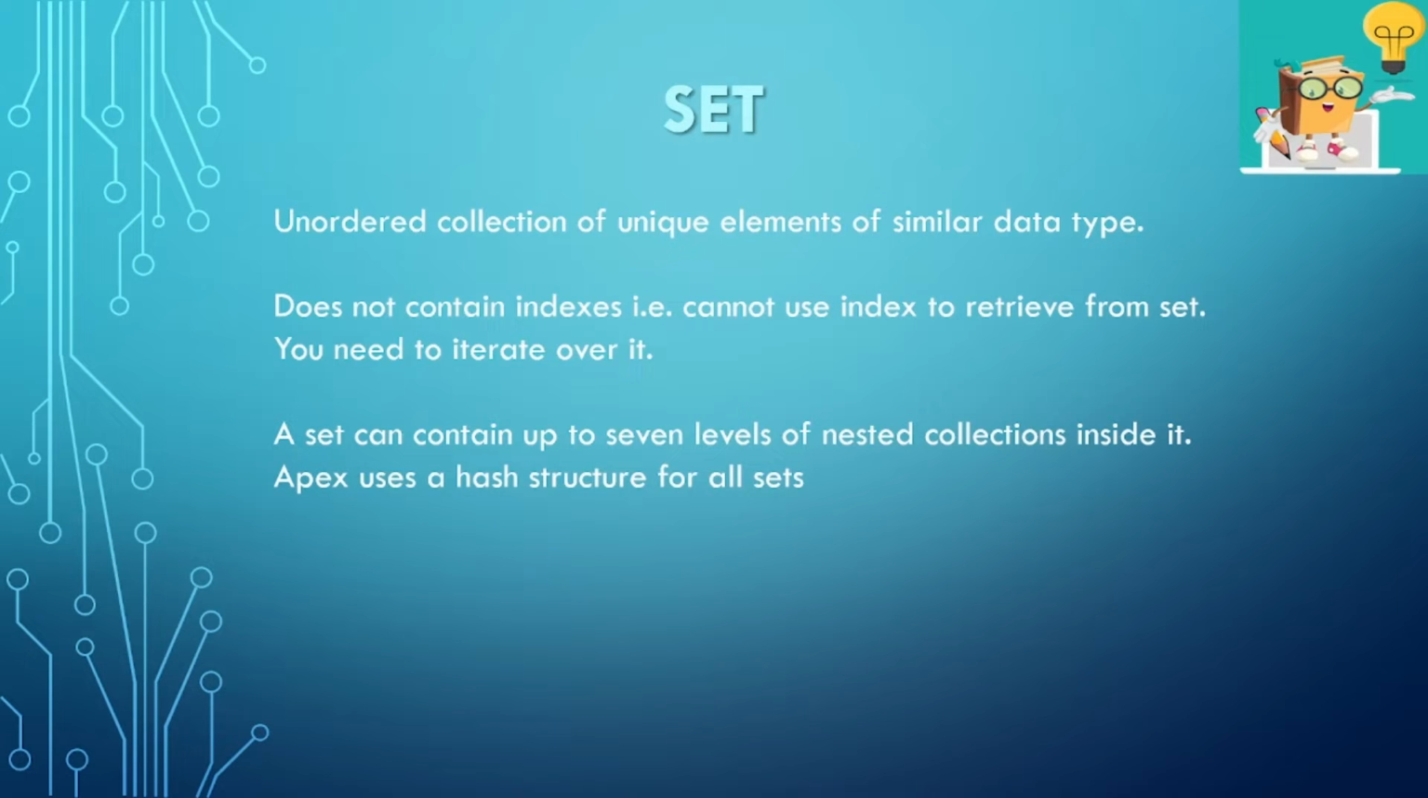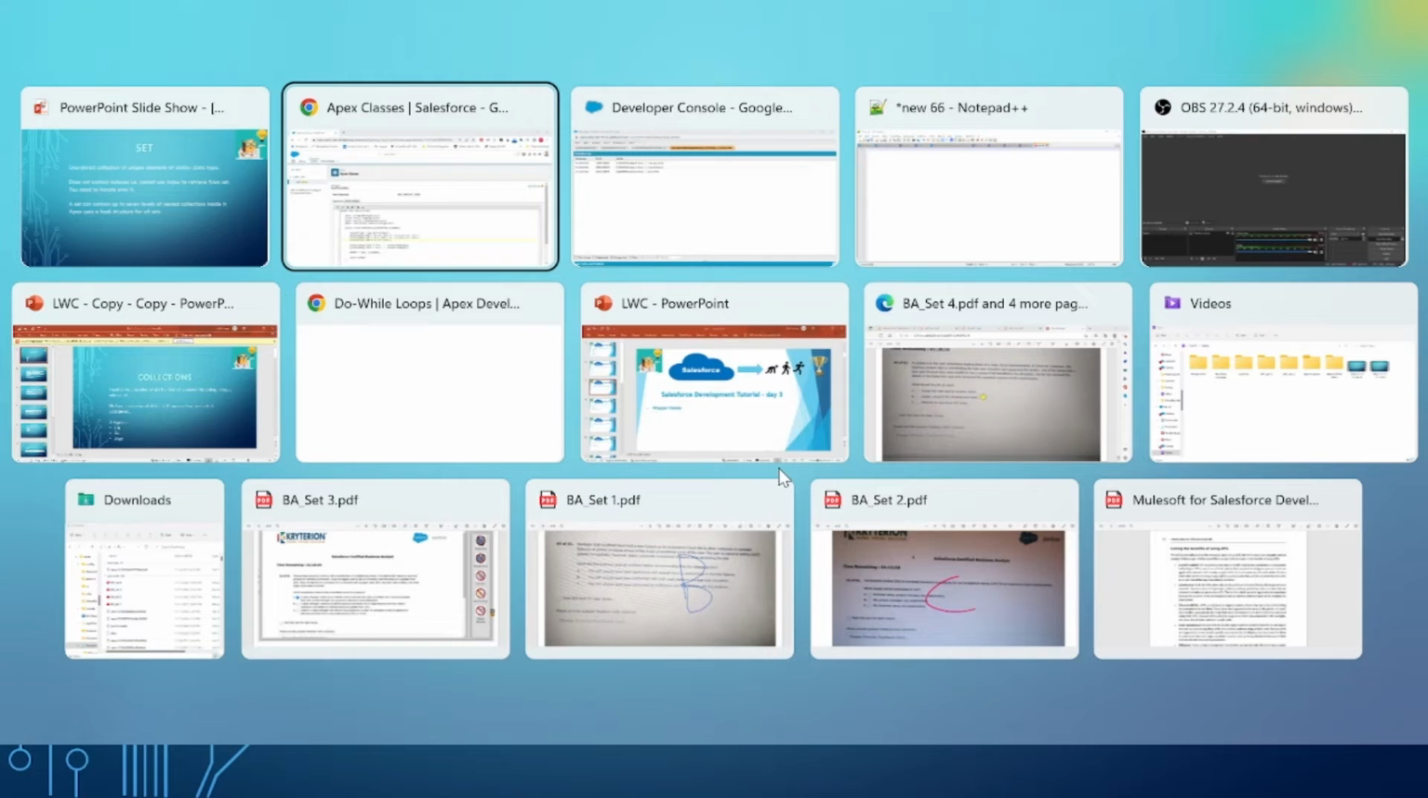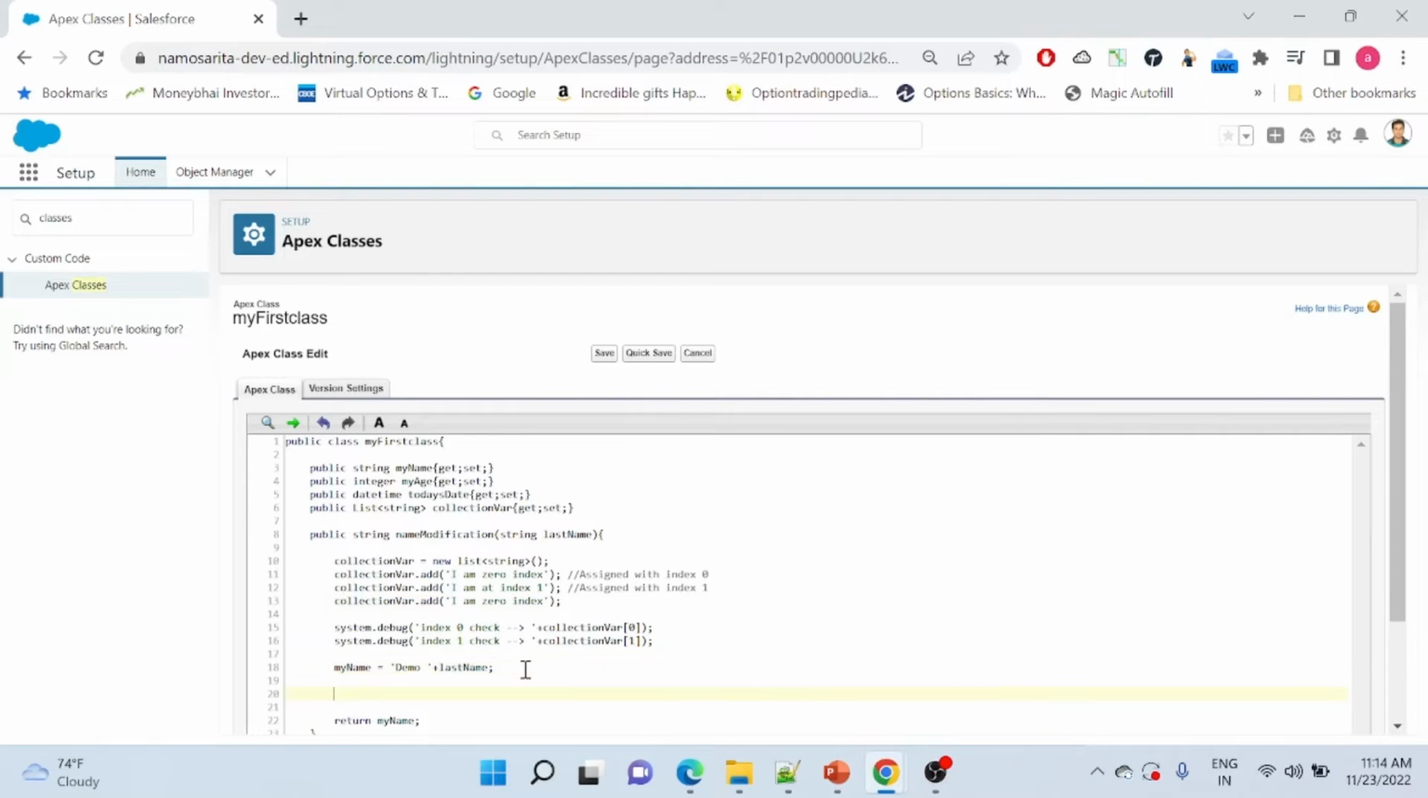Okay. Now, set can also contain nested levels. Nested level means a set can again contain a set into it. For example, set can have something like set of set of string. So this is called nested collections. Okay, so set can also have nested collections into it, but it can go only up to 7 levels inside. So like this, you can define up to 7 levels inside the set. So nested collection in a set can go up to 7 levels.